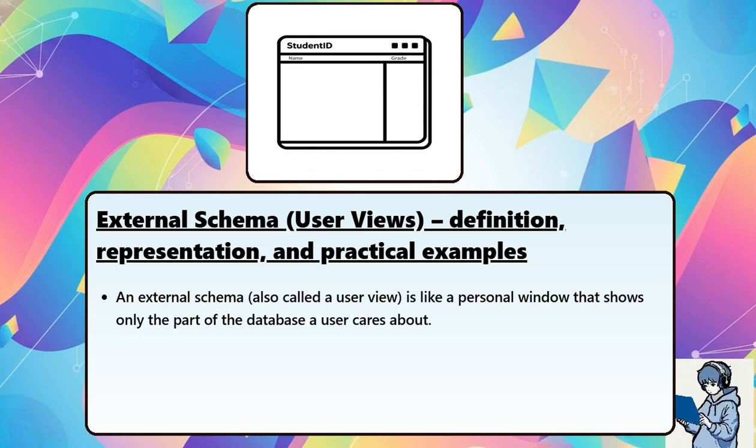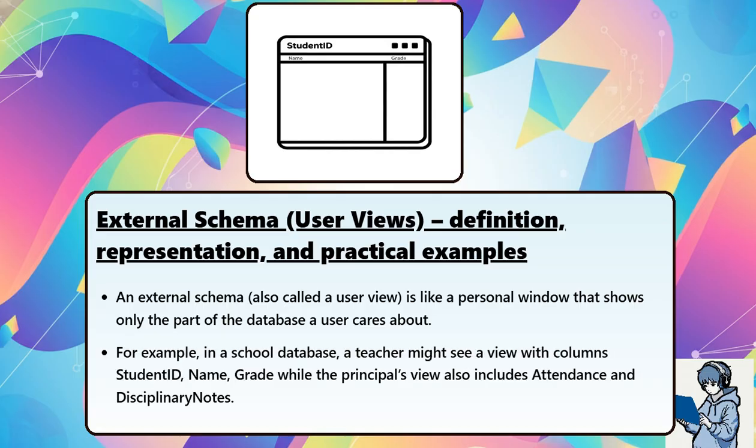An external schema, also called a user view, is like a personal window that shows only the part of the database a user cares about. For example, in a school database, a teacher might see a view with columns student ID, name, grade, while the principal's view also includes attendance and disciplinary notes.